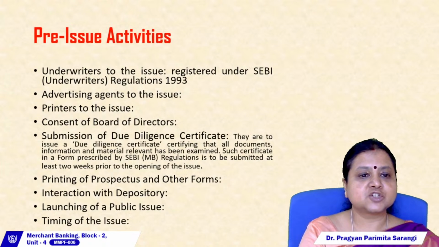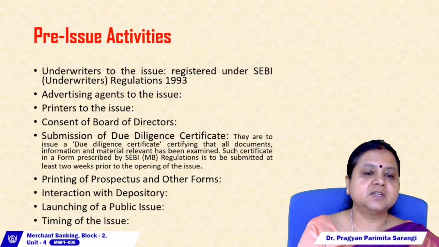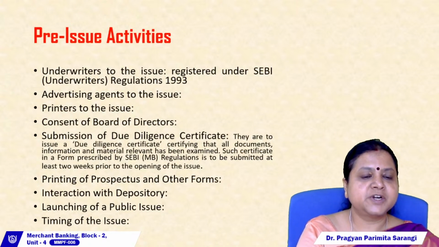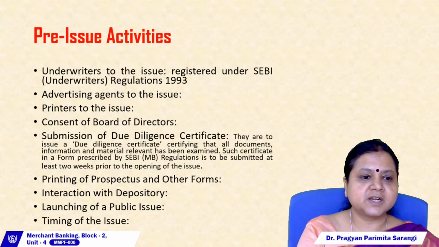So the entire thing has to be finalized by the merchant bankers. They have to also finalize the printers to the issue. They will print the prospectus and all the other printing aspects. They will also take the consent of the board of directors before the issue is done in the new issue market.